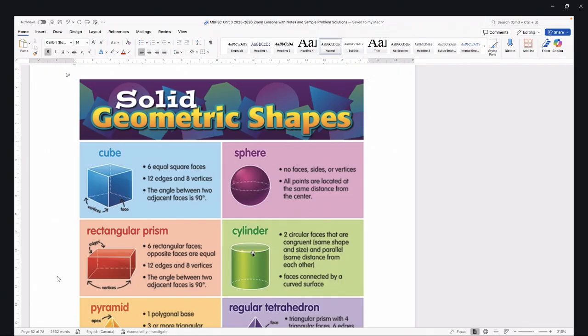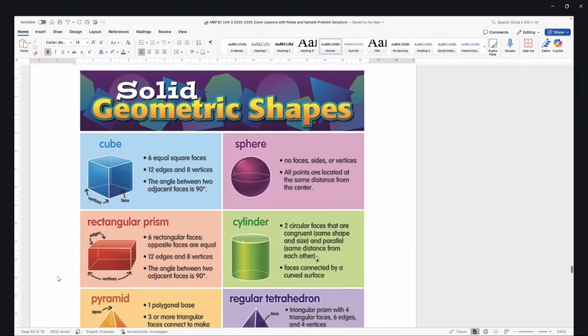So there's 2 congruent faces. They're going to be circles. Congruent means same size, same shape. They're also going to be parallel to one another, which means they're the same distance apart at all points. And the faces are connected by a curved surface. Now, this curved surface, if it were a label, like I said, can be straightened out, laid flat, and it would actually be a rectangle.